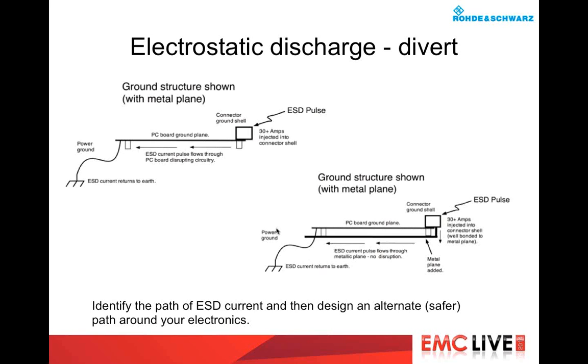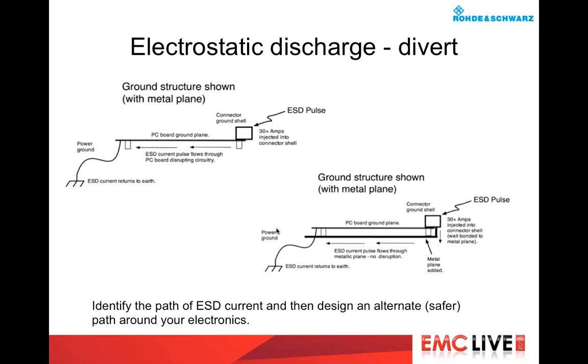This is one idea as to how to divert the current around your circuitry, by providing a lower impedance path around the board. But typically, especially for products that don't have shielded enclosures, you'll need to put transient protection on and common mode filtering.